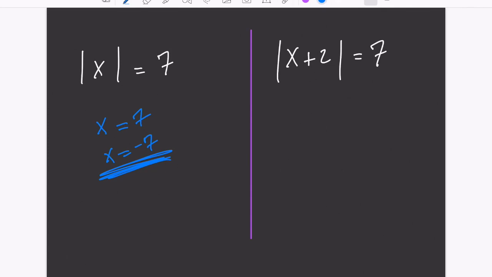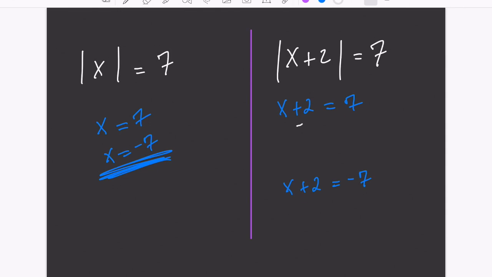But what are we going to do over here when we have more than just an x inside? Well, what we need to remember is that this whole thing could be 7, but it could also be negative 7. So again, I'm going to write that out. This whole thing, x plus 2, could be 7, but it could also be negative 7. Because if it's negative 7, and we take the absolute value of it, we still get 7. So now we need 2 equations, because there's always going to be 2 possible solutions.